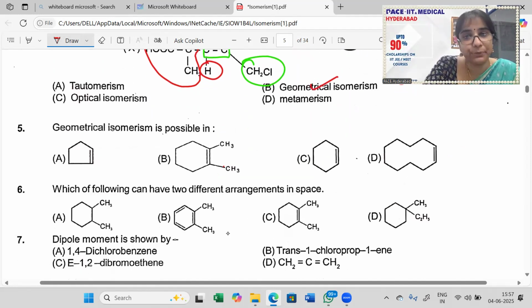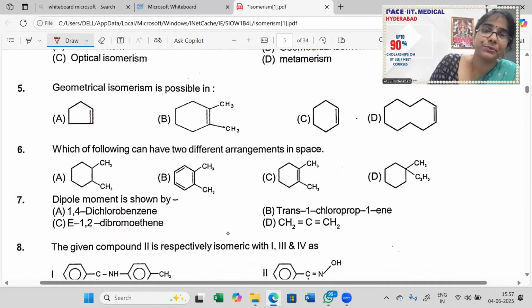Tautomerism and all, we will be dealing with tautomerism also in the next session. Don't worry, let us first focus on the geometrical isomerism part. All right, next, geometrical isomerism is possible in which of the cases that has been asked. So wherever I see a double bond, I will just go on starting with it.